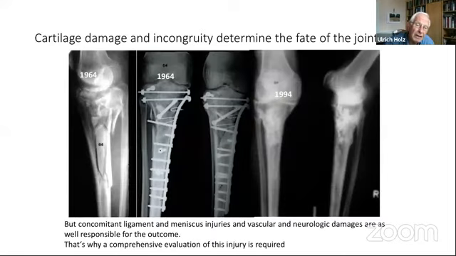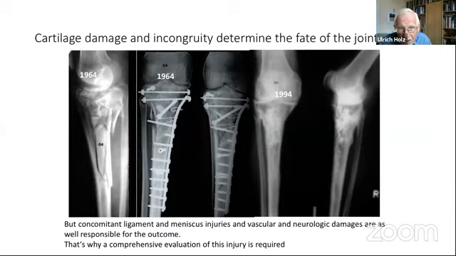I show you here a case from very old days, 1964. This was done by one of the masters of AO, Martin Allgöwer. It was a complex fracture. And 30 years later, this patient dropped in to my practice in Stuttgart with a severe arthritis. In those days, they tried to reconstruct the plateau as well as possible.